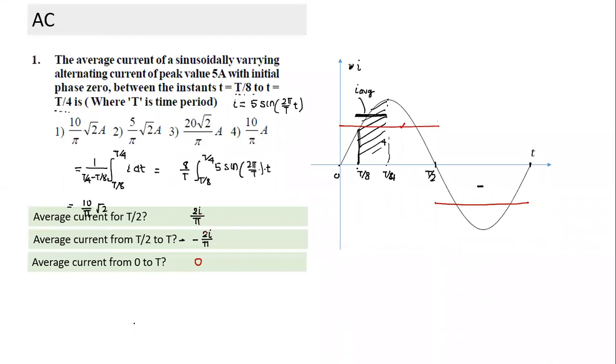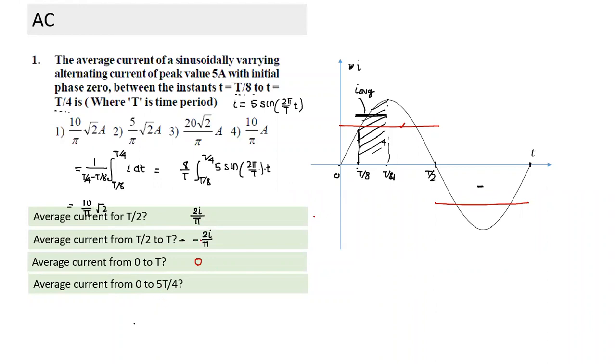Something similar to average velocity: something going in one direction, coming back. What is the average velocity when an object goes from A to B and comes back from B to A? It becomes 0. Now let me ask something. What will be the average current from 0 to 5t by 4? Can we calculate what will be the average?